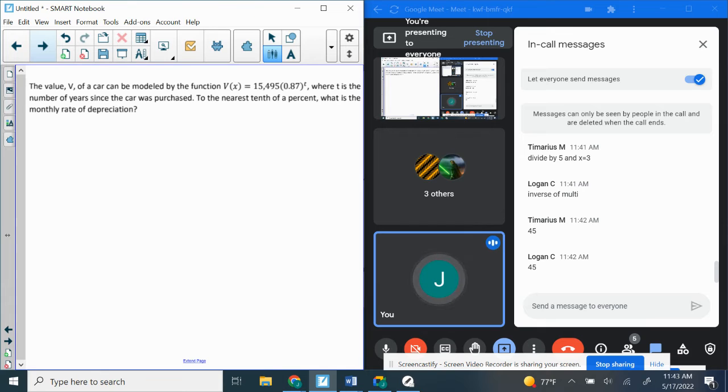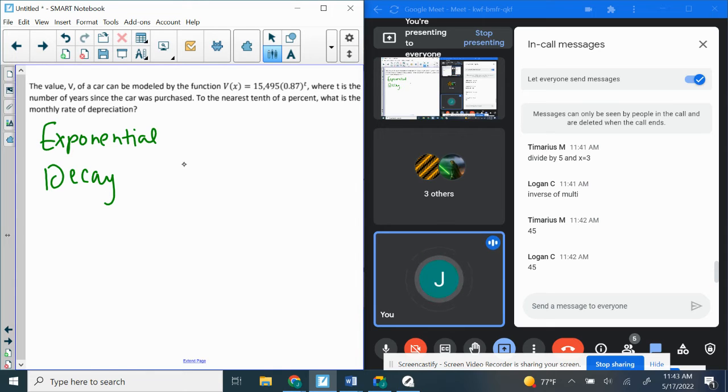The value V of a car can be modeled by the function V(t) = 15,495 times 0.87 raised to the t, where t is the number of years since the car was purchased. To the nearest tenth of a percent, what is the monthly rate of depreciation? So this is an exponential function. Depreciation means it's going to be a decay, so not growth.